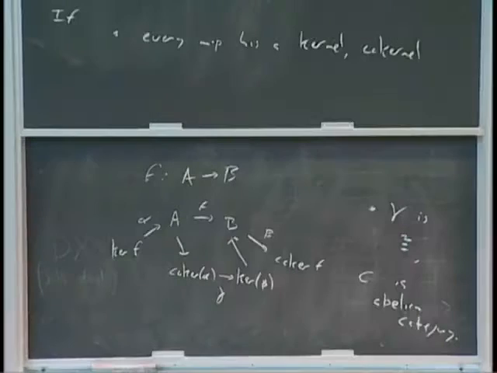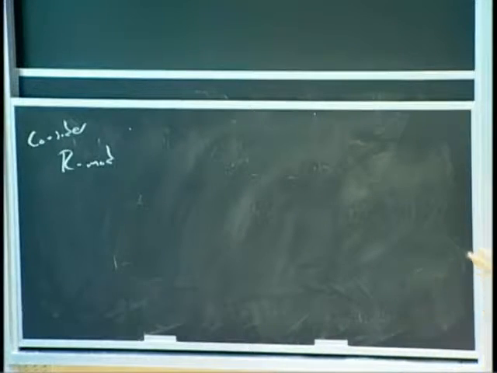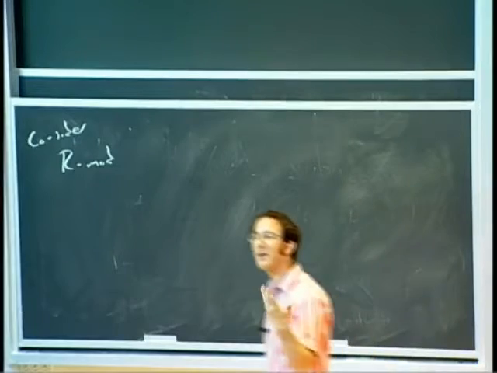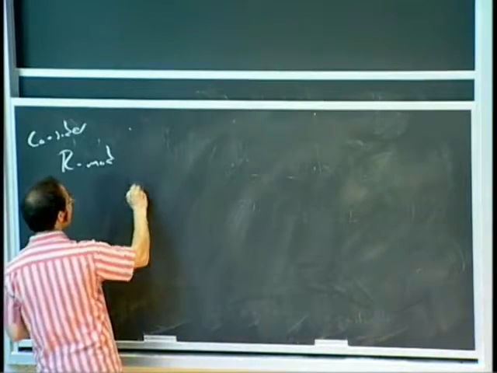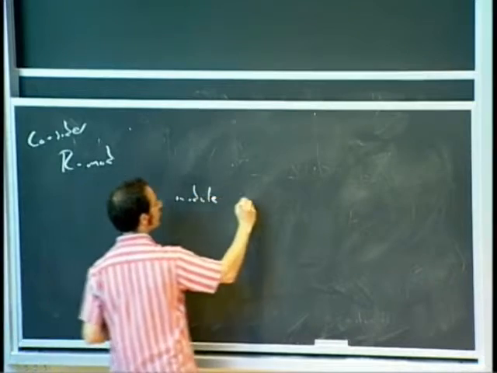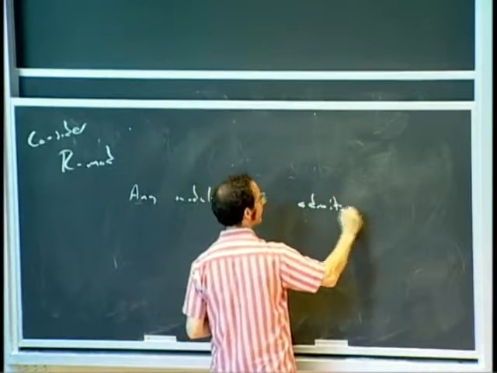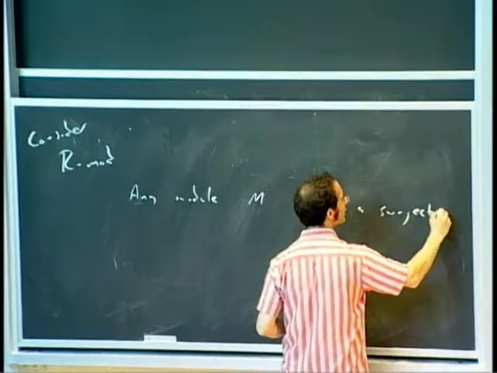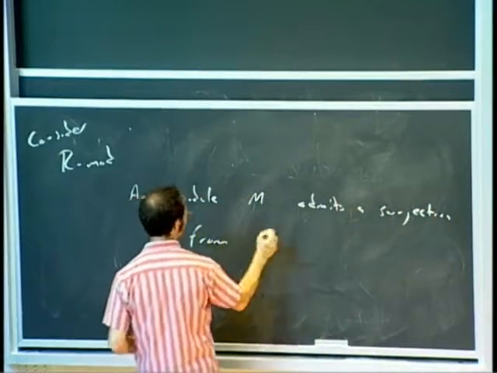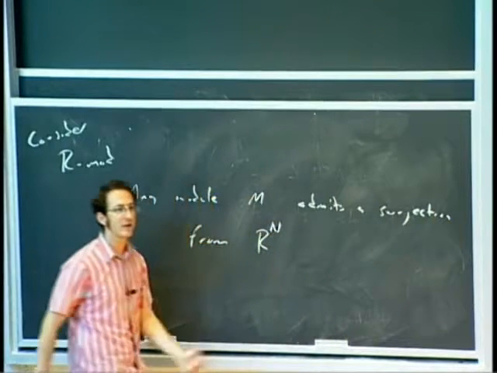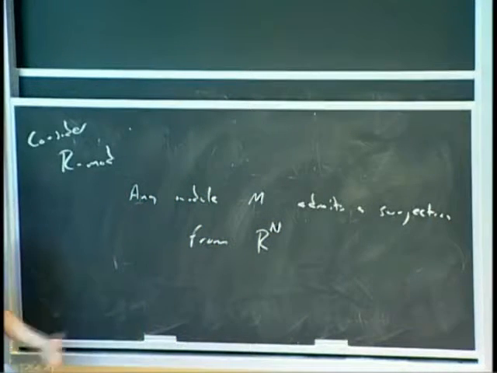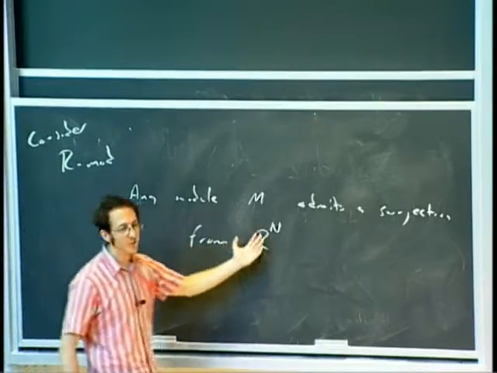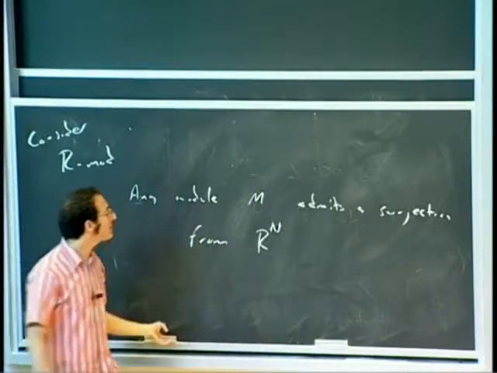So, what does this mean? Well, let's consider where these conditions come from. R-mod has a distinguished object. What is the distinguished object in R-mod? It's R. And R has a special property: any module M admits a surjection from R^n for some very large number n, possibly infinite. If you take enough copies of R, it surjects onto anything. And this is what it means to be a generator.